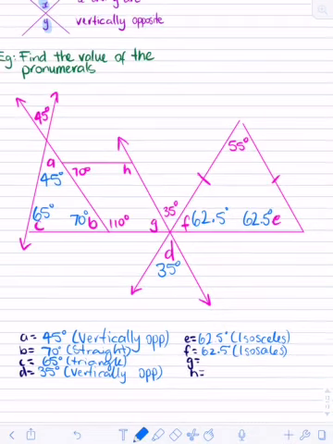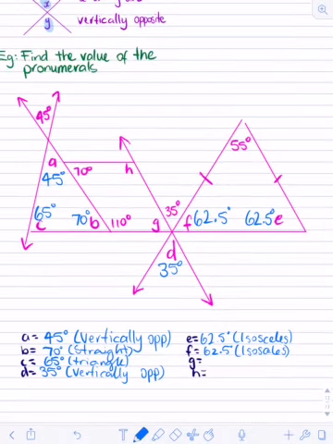What do I already have? I have 62.5 and I have 35. So G must be whatever's left over for 180. So we have 180 minus 35 minus 62.5. I need another 82.5 to make G. 82.5 degrees. Don't forget your degree symbol. 82.5. And that's because it is a straight line.